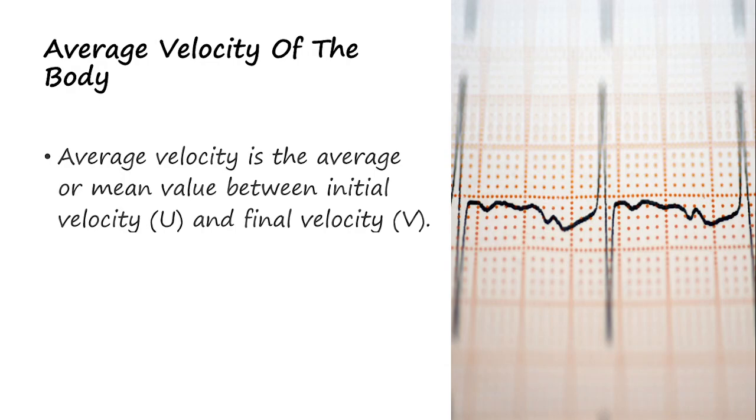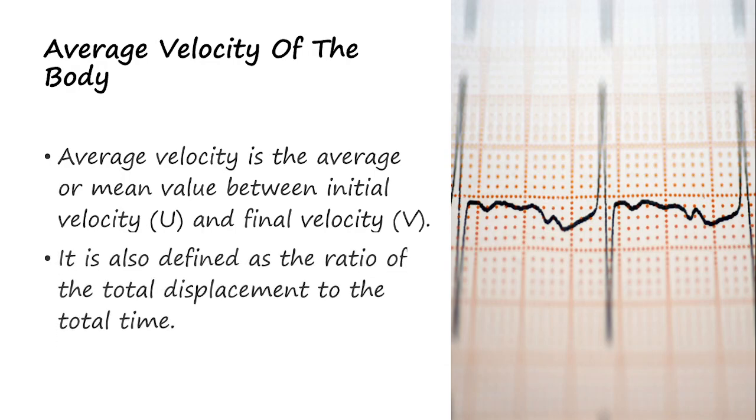Initial velocity is the velocity that is observed or recorded initially, at the first time, while the final velocity is the velocity that is recorded or obtained finally, at the last point or at the last event. So you can simply obtain the average velocity by taking the average or the mean of these two, the initial velocity and the final velocity.